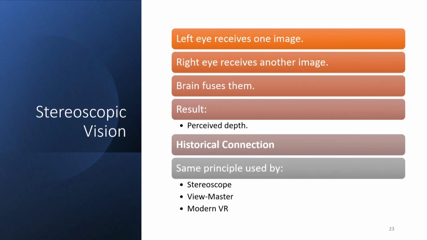Let us understand stereoscopic vision once more, which we have talked about in previous lectures. In stereoscopic vision, the left eye receives one image, the right eye receives another image, and the brain fuses them. The result is that you are able to sense depth. This principle was used by the stereoscope, the ViewMaster, and also in modern VR systems, which we have seen earlier.